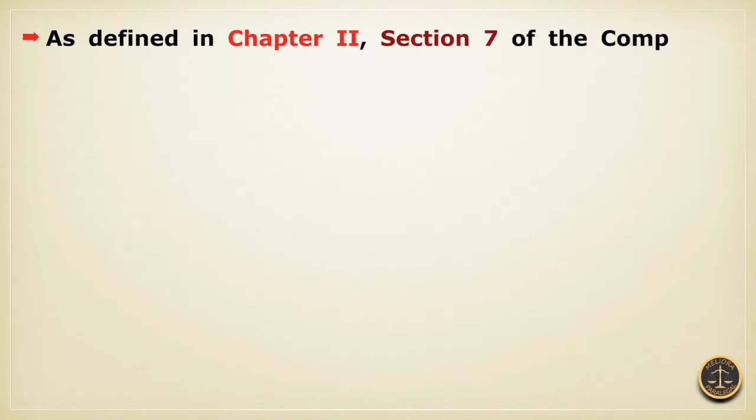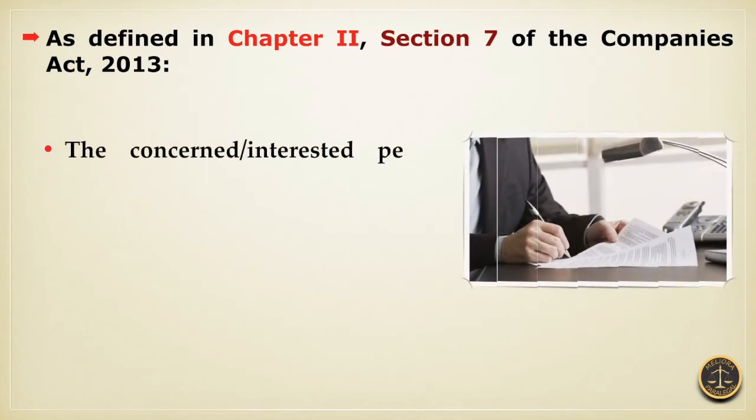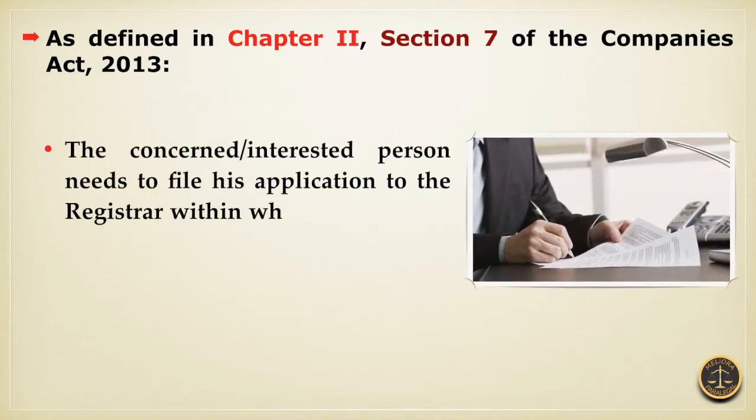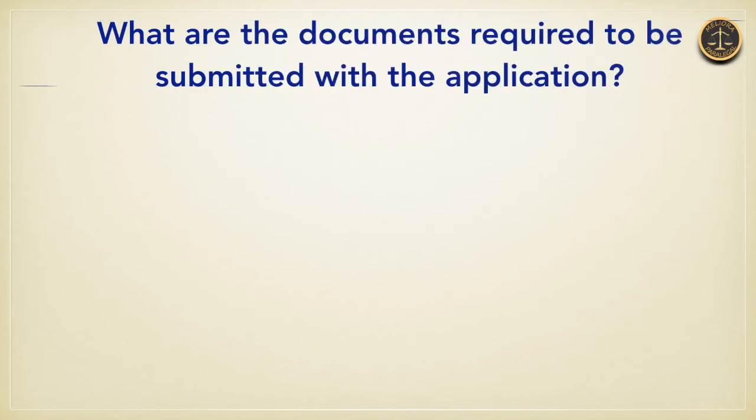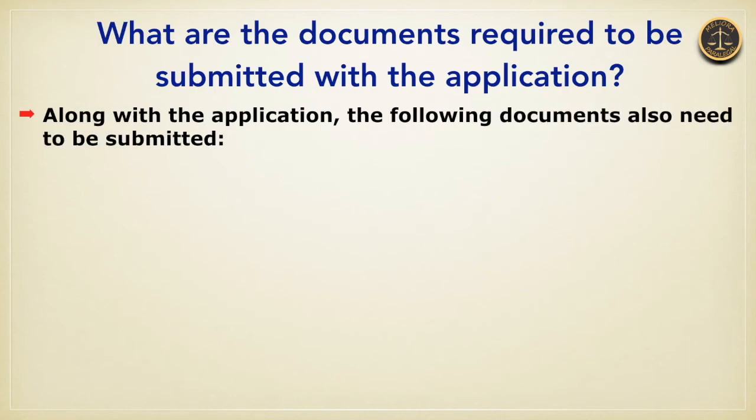As defined in Chapter 2, Section 7 of the Companies Act 2013, the concerned interested person needs to file his application to the registrar, within whose jurisdiction the registered office of a company is proposed to be situated. Next question is, what are the documents required to be submitted with the application? Along with the application, the following documents also need to be submitted.